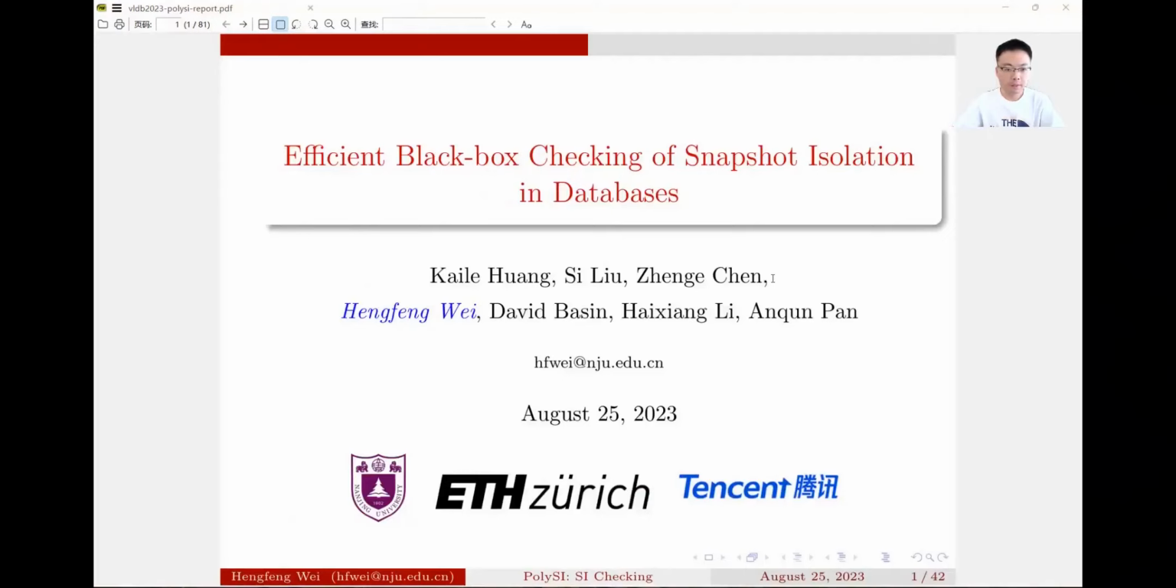Hi, I'm Hengfeng Wei from Nanjing University. I'm going to talk about efficient black box checking on snapshot isolation in databases. This is a joint work of researchers from Nanjing University, ETH Zurich, and Tencent.